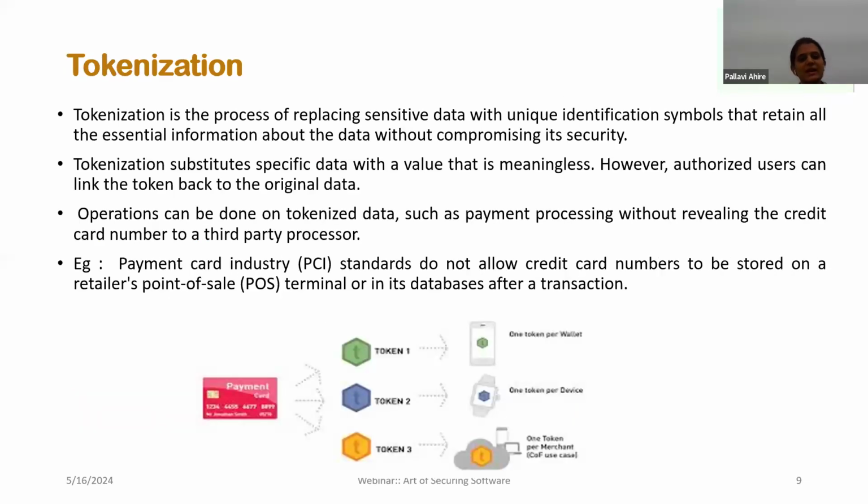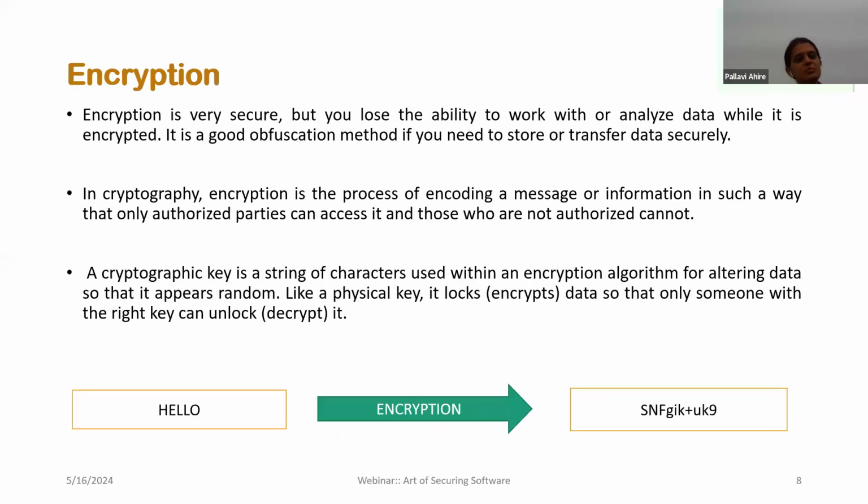Apart from that, there is a mechanism of tokenization, wherein we add tokens in the form of payments, and these tokens replace all the sensitive data with a unique identification symbol, and they try to retain your essential information without compromising its security. We can take the example of the payment card industry, which allows all the credit card numbers to be stored on one particular machine, and then we can use the tokens in the databases after the transactions. So this is another mechanism, like tokenization I said, or encryption I said.